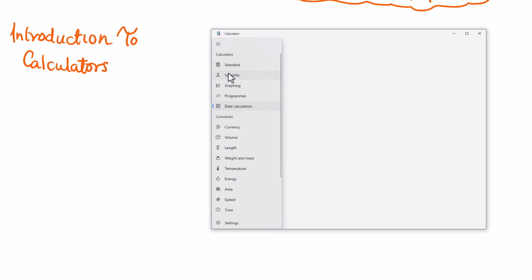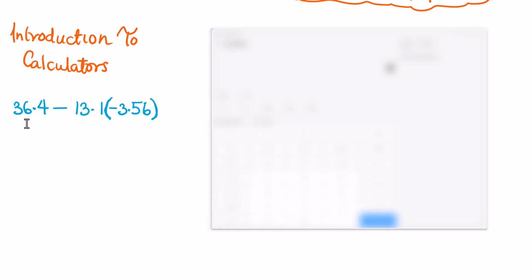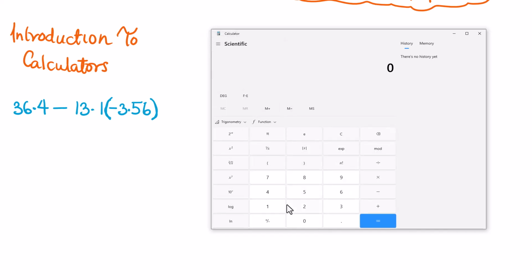And so heading to our calculator, which is standard, how is this going to be used when it comes to inputting information? Like, for example, just one example here where we're going to have 36.4 minus 13.1 parentheses negative 3.56. So in order for you to input this information into your calculator, usually when we begin, it begins with standard, but what we notice here is that we can't see any brackets or parentheses. So therefore, instead of using standard, you can switch over to scientific, and you can now input the information because now we have access to our parentheses.